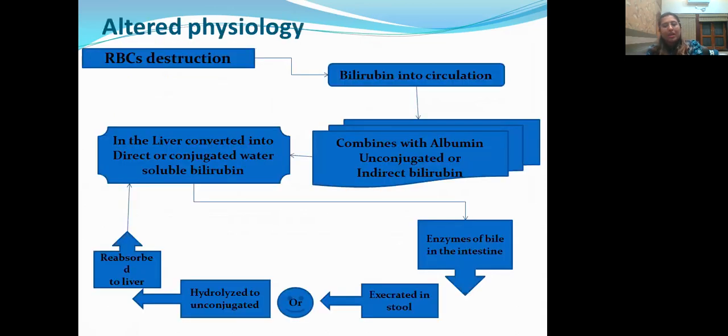races. Now coming to the altered physiology, the gist is that increased RBC destruction leads to bilirubin entering circulation along with albumin. This unconjugated or indirect bilirubin, with the help of the ligandin receptor, is taken up by the liver, and there it is conjugated by uridine diphosphoglucuronosyl transferase into conjugated bilirubin. Then the soluble bilirubin is taken up by the intestine, where it is converted to stercobilin and excreted in stool, or it is again hydrolyzed and unconjugated and takes part in extrahepatic circulation.